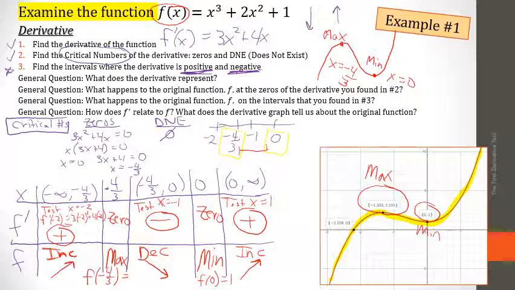General question, what does the derivative represent? It represents slope. What happens to the original function at the zeros of the derivative? It's a max or a min. What happens to the original function on the intervals? Well, it'll either be increasing or decreasing. How does the derivative relate to the function? It is the slope. It tells you if the function is increasing because the slope is positive, or decreasing because the slope is negative, or neither, which is a max or min. So the derivative graph tells us a lot about the original function.